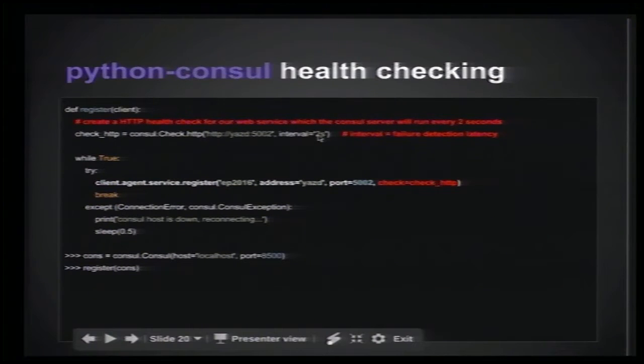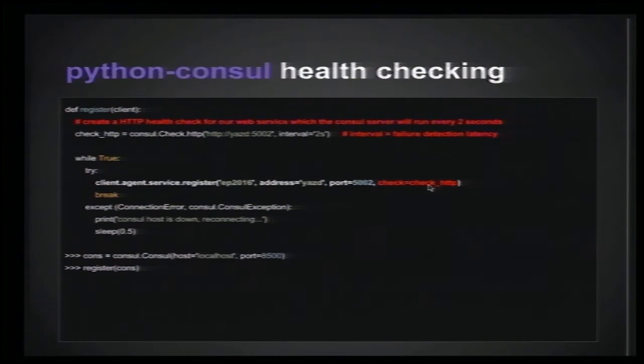So I'm telling Consul, hey, okay. And when I register, I pass the extra argument check, and I say to Consul, okay, check this URL every 2 seconds. If it fails, remove me from the catalog. Or, to be very correct, mark me as failing. All right?